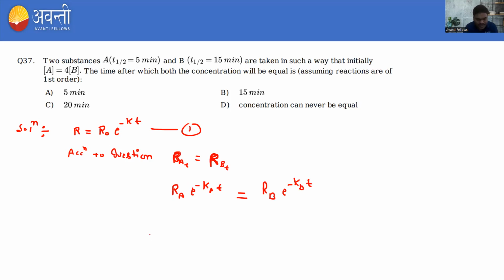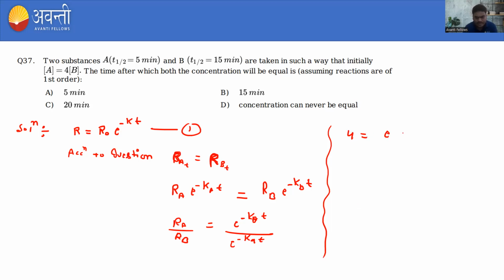When you divide these two equations, that is RA by RB, what you'll get? You'll get e to the power minus KA t divided by e to the power minus KB t, right? Now their value is already given in the question, that is RA by RB is equal to 4. So just put the value. RA by RB is nothing but equal to 4.